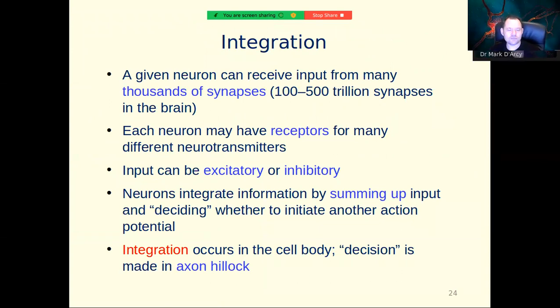Integration. A given neuron can receive input from many thousands of synapses, 100 to 500 trillion synapses in the brain. So we've got a lot of connections in our brain. We need them, though, to be able to think. Each neuron may have receptors for many different neurotransmitters. Input can either be excitatory or inhibitory. So a neuron can either receive a stimulatory impulse from another neuron or an inhibitory impulse.